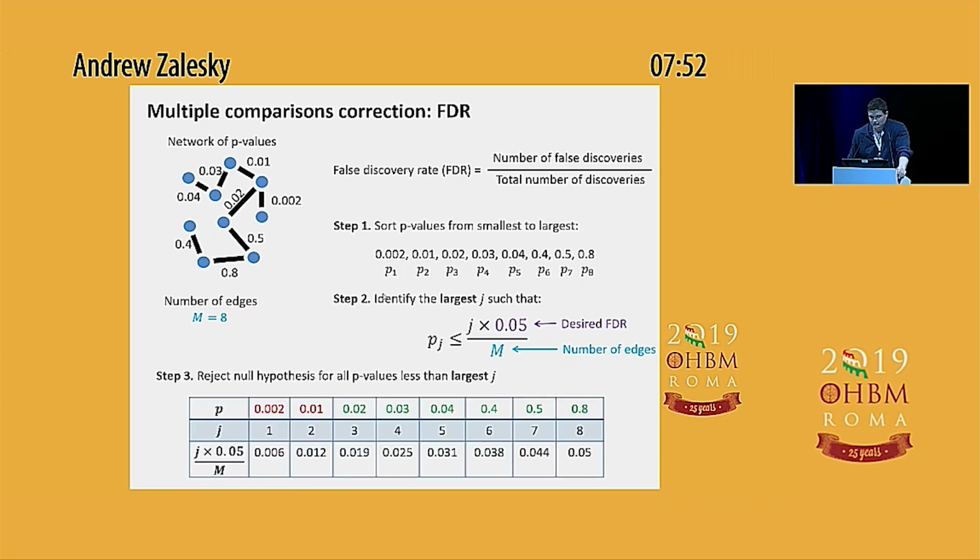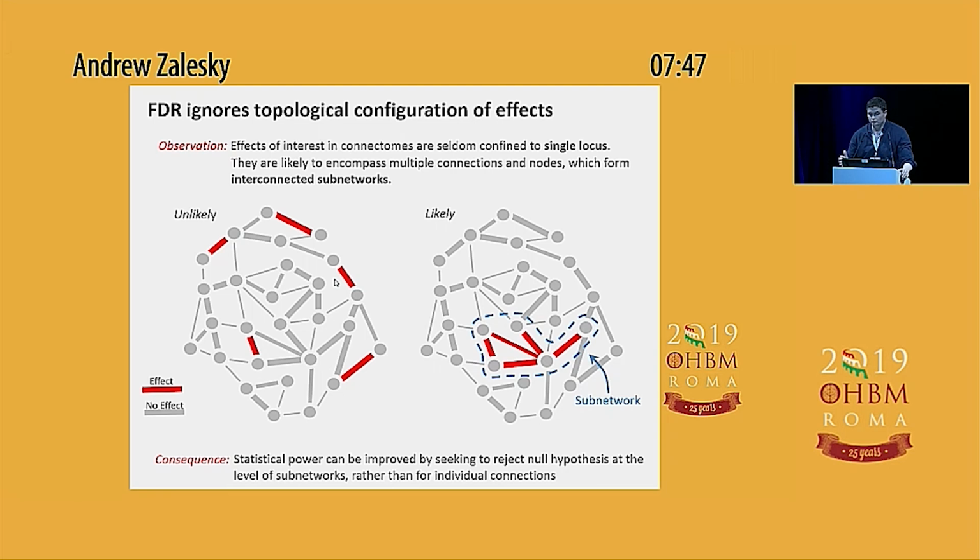Take a look at my slide, which gives you an example of FDR. But what I do want to say is that these generic methods, such as FDR and Bonferroni, ignore the domain-specific knowledge, the particular configuration of effects that we see in a network. So in a network, it's most likely that the effects form clusters or subnetworks.